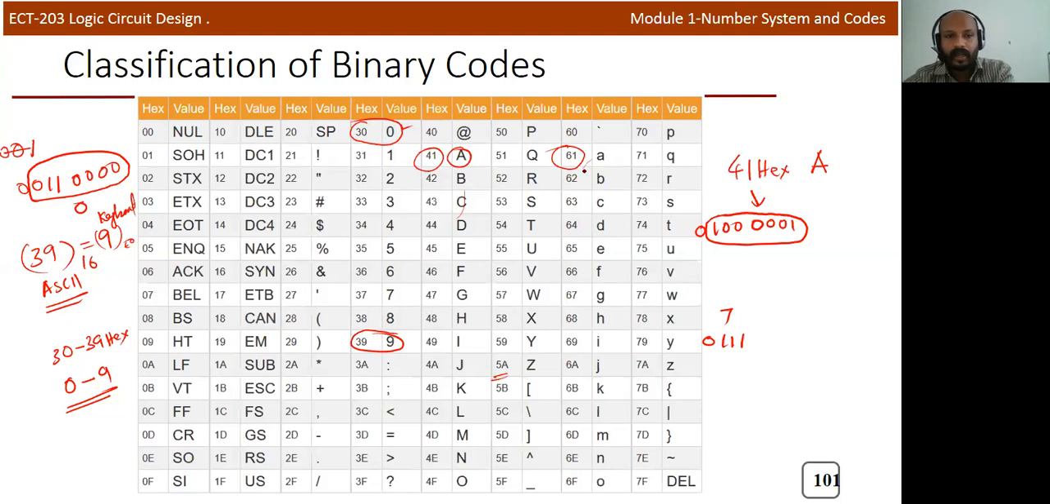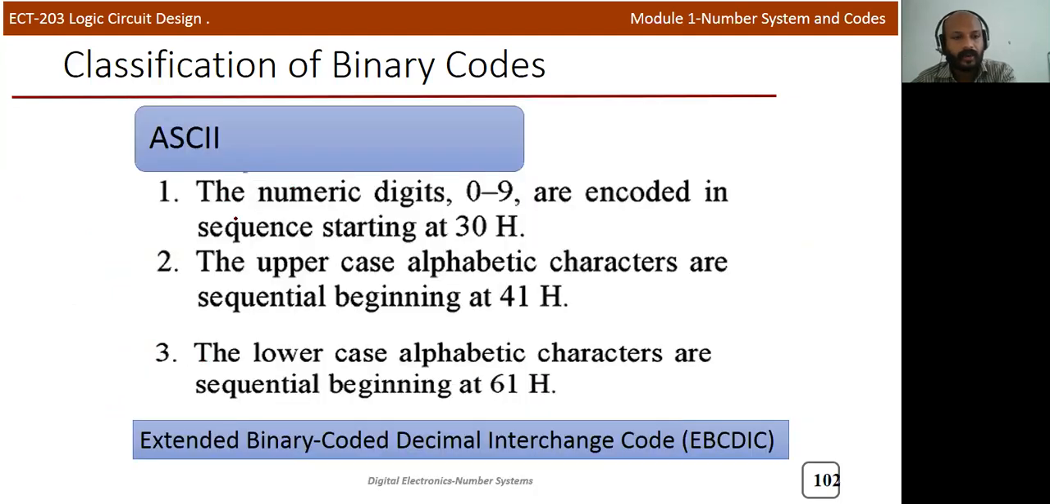Here you can also see some non-printable characters. The first 32 characters are non-printable, such as the null character and some special symbols used in the keyboard. After that you can see the printable characters. So we can conclude the ASCII concept. Numeric digits 0 to 9 are encoded in a sequence starting from 30H. Uppercase alphabet characters start from 41H, and lowercase from 61H. At least you should remember this.